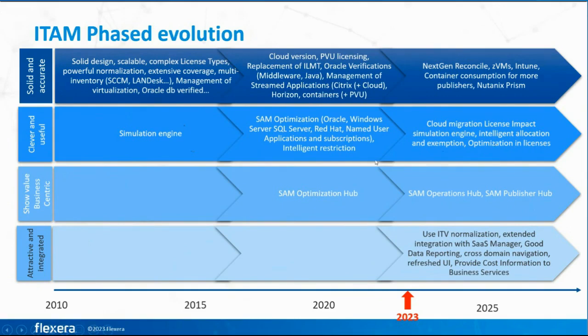And what I'm going to expand on, the SAM Optimization Hub, is actually a new angle, an angle that consists in being more business-centric and showing value. So the tool is not just here to provide data, but it's here to answer questions, which started to be done in the reports. But that will be expanded in the SAM Optimization Hub, but also the SAM Operations Hub, which is the coming one, and the SAM Publisher Hub that will come later, which will be a publisher-centric view of all your compliance, costs, inventory data, and so on.